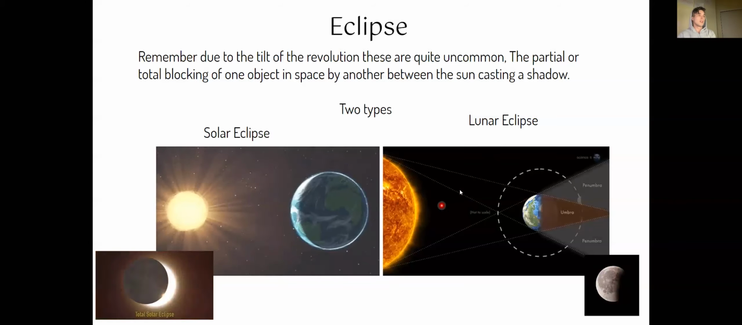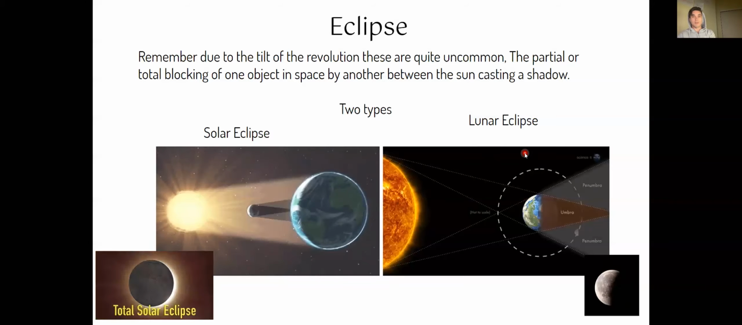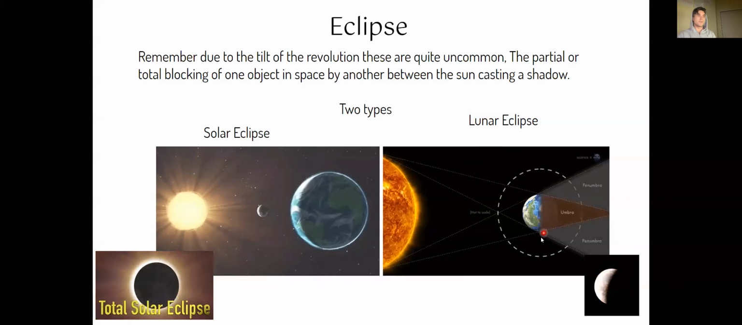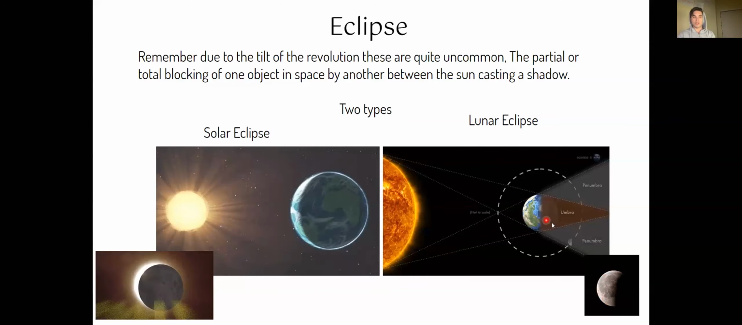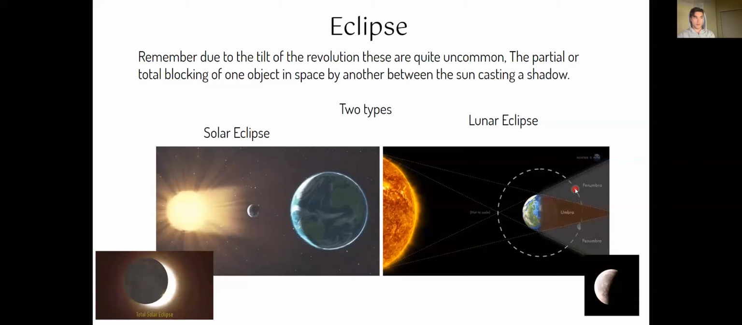All right? Lunar eclipse, obviously, it's a reflection of the sun. It's not going to hurt your eyes. It's when we cast a shadow, Earth casts a shadow on the moon.